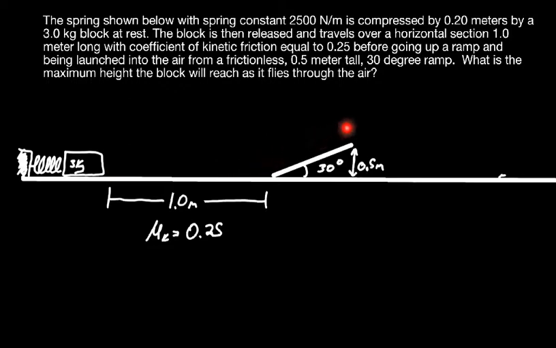Then we're going to go up this ramp, which is a frictionless ramp, and then off the ramp, sailing through the air before we start to come back down somewhere here. So we're looking for some position right here where our block gets to its maximum height before it starts to come back down.